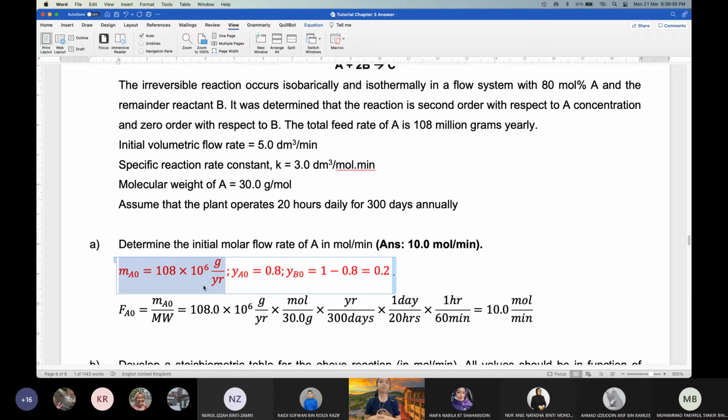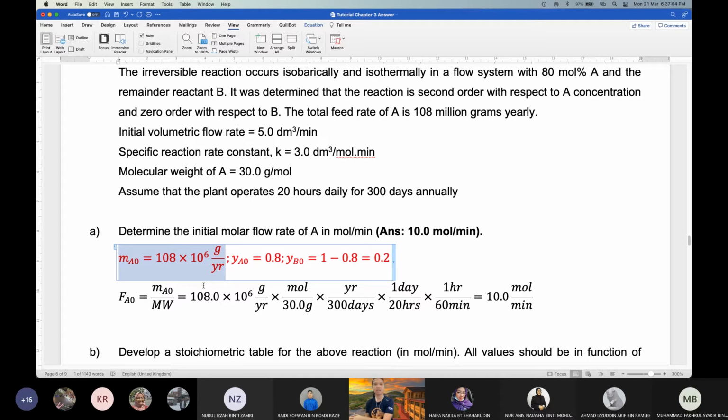If you learned in CPP, to convert from mass to mole, we can use the molecular weight. Basically, molecular weight is a conversion factor that can convert from mass to mole or mole to mass, vice versa. But you have to think, do we divide or multiply with the molecular weight? The easiest way is to use unit cancellation again. You know you will start with the mass flow rate, 108 times 10 power 6 gram per year.